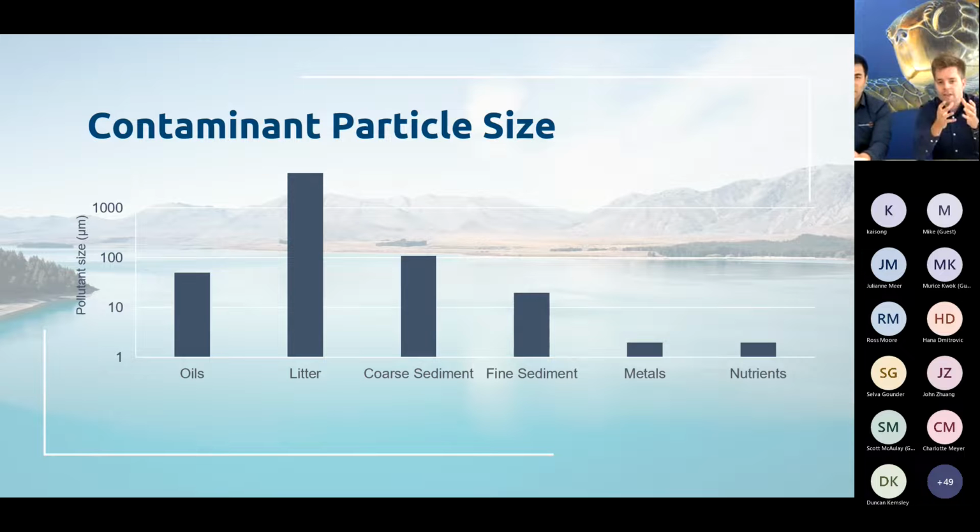Then we have coarse sediment. Sediment itself spans a range of different particle sizes, but coarse sediment is typically 110 microns or 0.11 millimeters and greater. And then there's fine sediment. Fine sediment typically has a median particle size of 75 micron, but can go down to as low as 5 microns, depending on the soil conditions and the sediment from the site. Then you have metals and nutrients, which can take a number of different forms, both particulate and dissolved, and you have to consider what state those contaminants are in when you're treating.